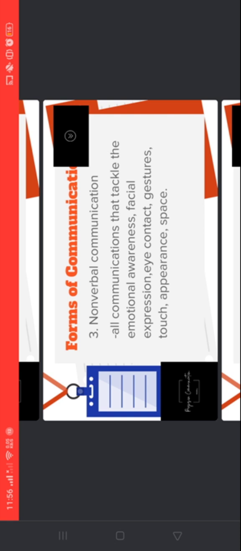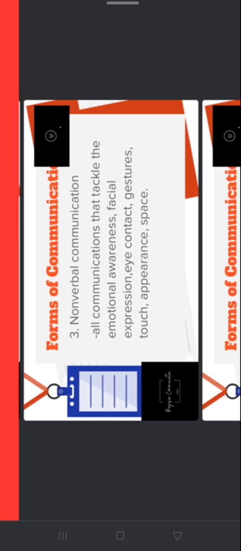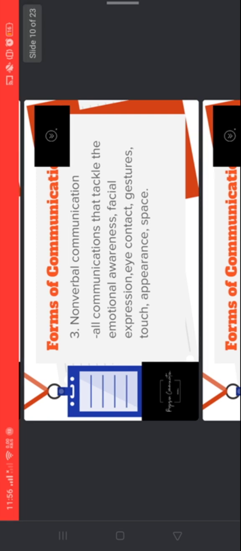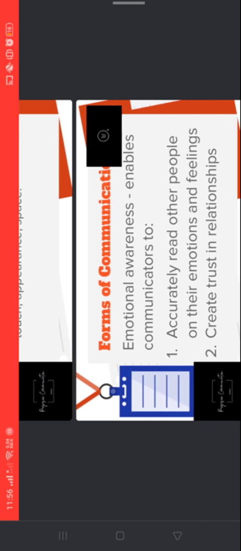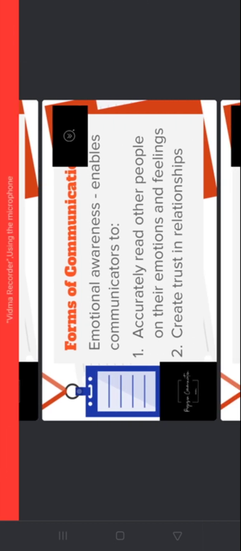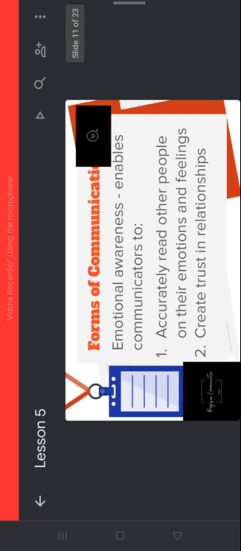The third form of communication is nonverbal communication. Nonverbal communication covers all communications that tackle emotional awareness, facial expression, eye contact, gestures, touch, appearance, and space. Let's first tackle emotional awareness, class, as a form of communication under nonverbal communication. Why is it important for you to know the emotional state of a person? For you to know if what you're going to say or share is appropriate to the person.